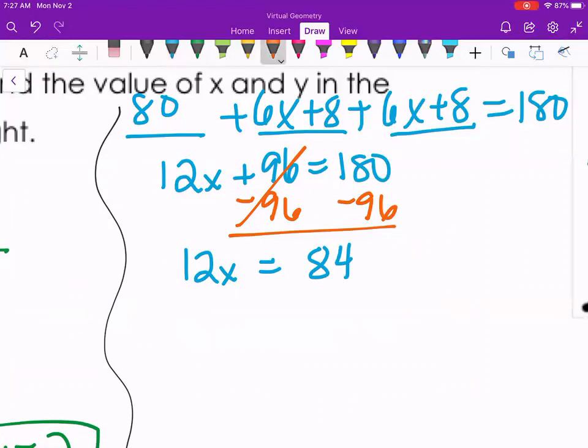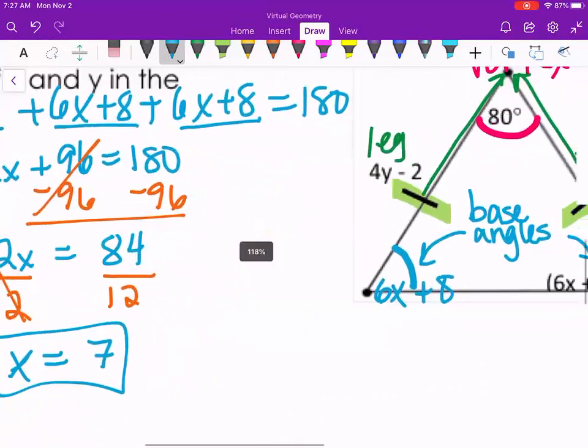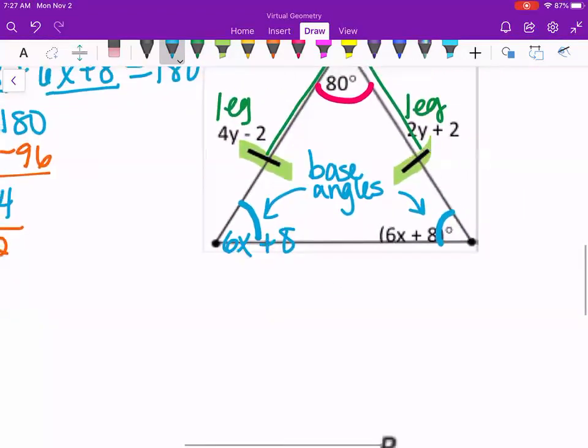All right, now we can divide both sides by the 12. And my x is equal to 7. And now we have our x and our y. So again, knowing the definitions and the properties of isosceles allowed me to solve at least for my x and y. Because again, I need to know that the legs are equal to each other. And if I know one base angle, I automatically know the other. So that's where I get that second 6x plus 8. Because again, base angles are congruent.